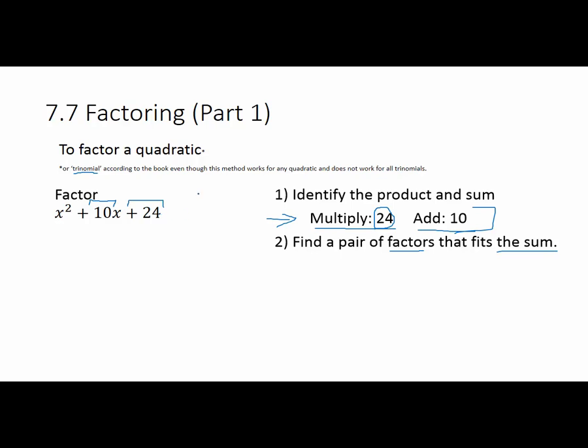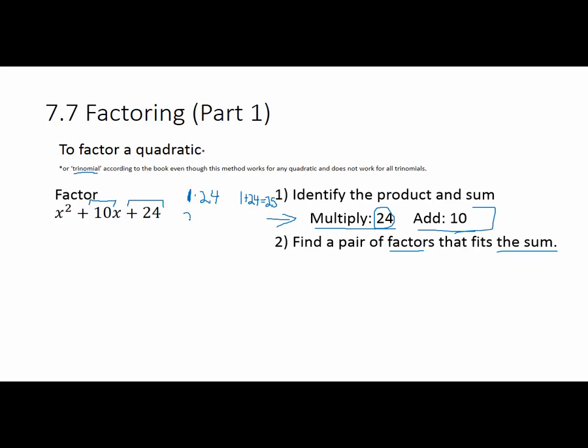1 is always a good place to start. 1 times 24 is equal to 24. Those two numbers multiply up to 24. Unfortunately, 1 plus 24 is no good. That's 25, right? 1 plus 24 is 25, so that's too big. It does not add up to 10. But think, what else can you fit into a multiplication problem with 24?